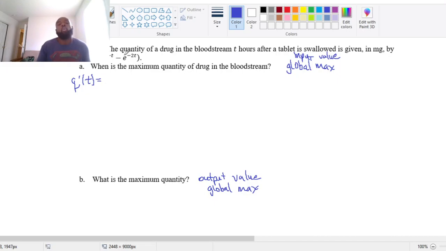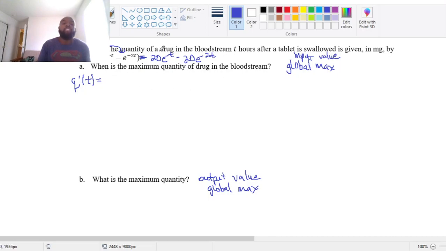I have 20 times a quantity, right? Well, that derivative is going to stay in there. What I'm going to do is use my distributive property. I'm just going to distribute that 20 to each of those terms. So this equals 20 e to the -t minus 20 e to the -2t, right?